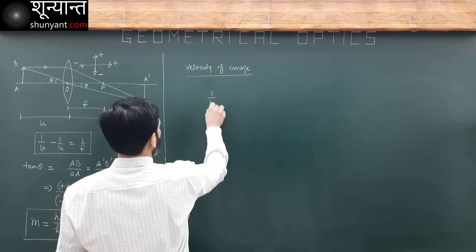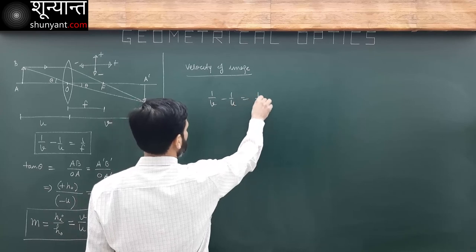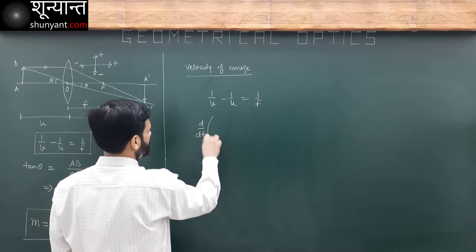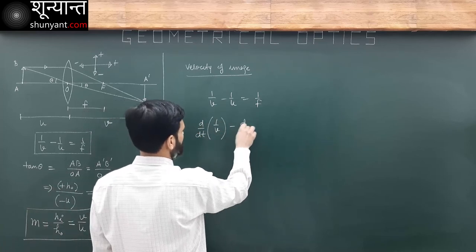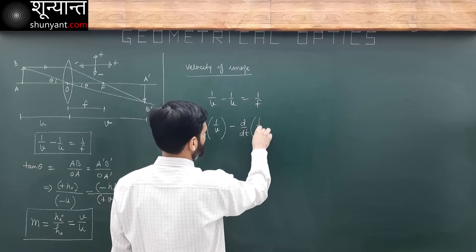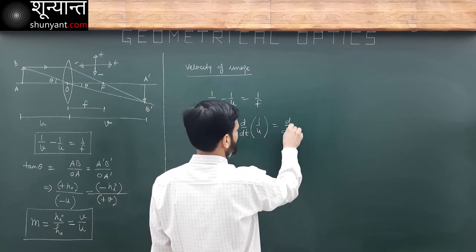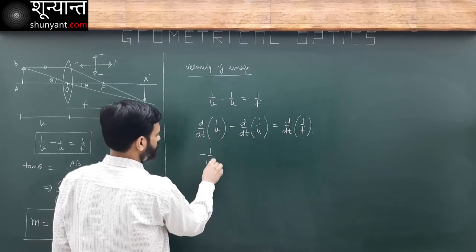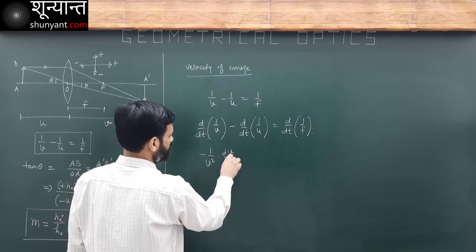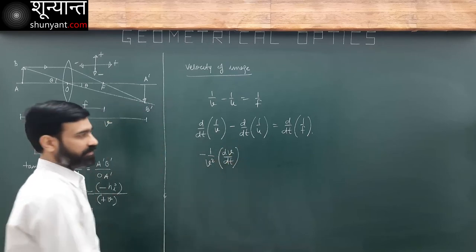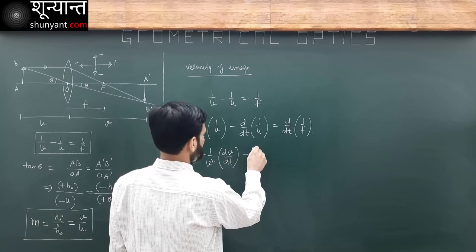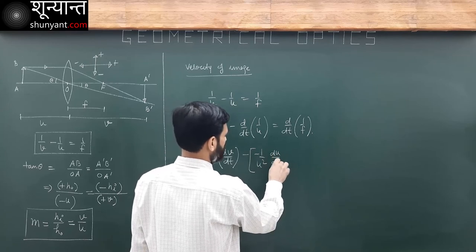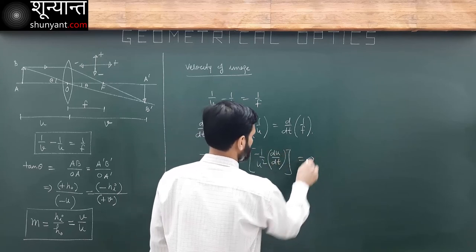Velocity of image. 1 over v minus 1 over u is 1 over f. Now let's differentiate it. d over dt of 1 over v minus d over dt of 1 over u is d over dt of 1 over f. This becomes minus 1 over v square times dv over dt, and this will become minus of 1 over u square times du over dt. The right side is going to be 0.